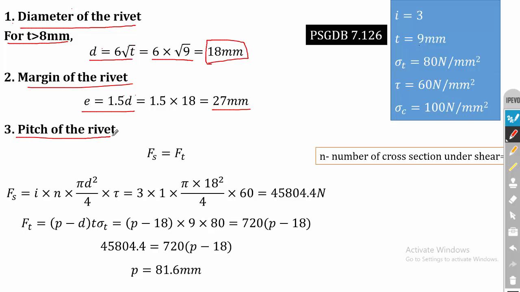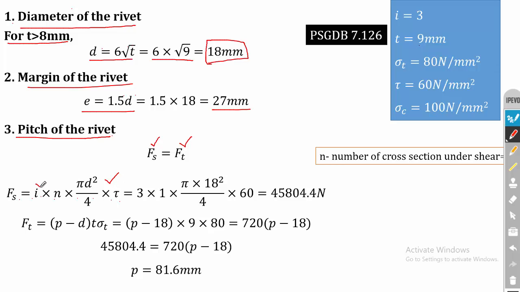And we know that for calculating the pitch of the rivet, we have to equate the Fs with the Ft. So Fs is equal to I into N into pi d square by 4 into tau. So don't directly write the equations. Use the data book and take the equations from the data book. Okay, don't try to memorize all the equations.